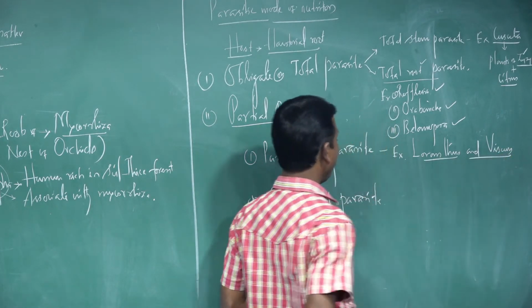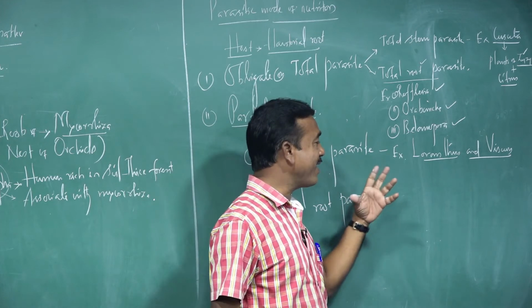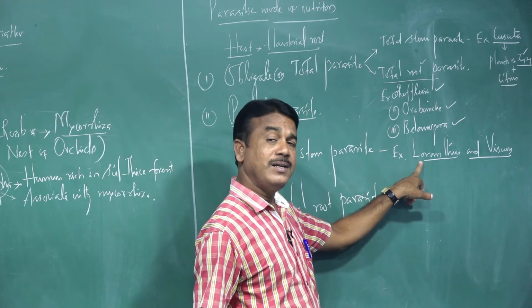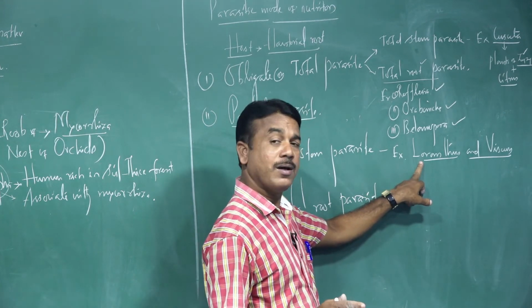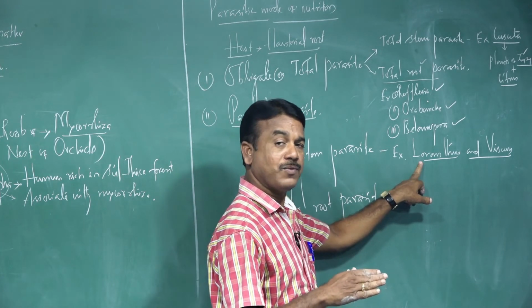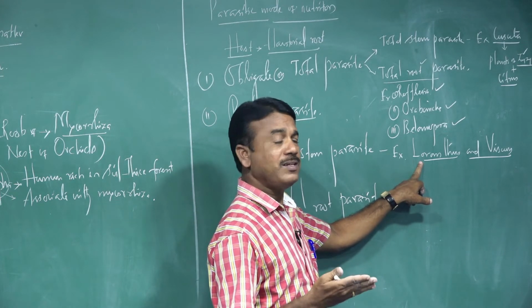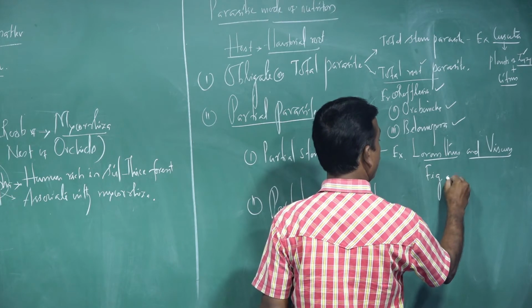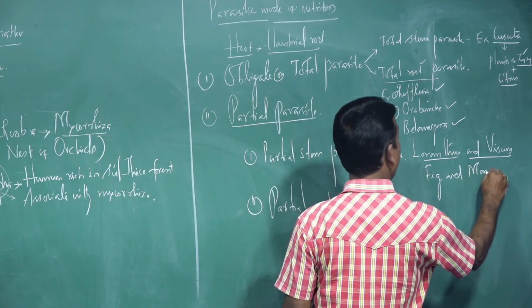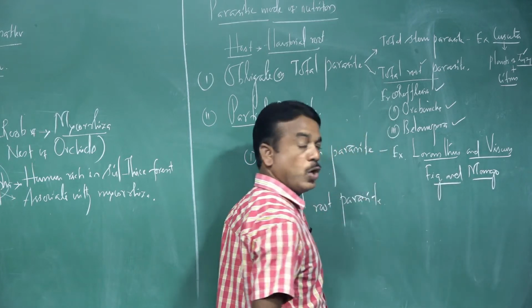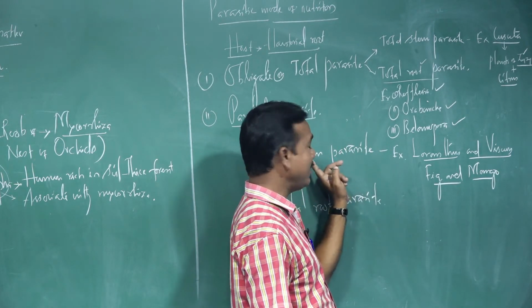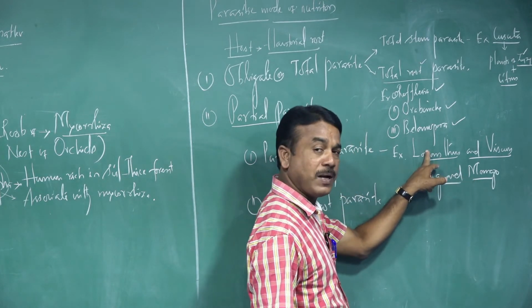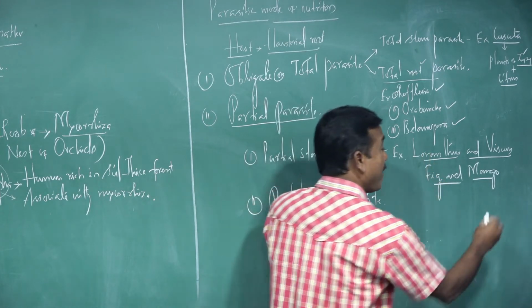So those are examples of partial stem parasite. What are the characteristic features of Loranthus and Viscum? The Loranthus and Viscum plants generally grow on the surface of the stem. They commonly occur on fig and mango. From fig and mango, the Loranthus plants obtain water and mineral salt from xylem.